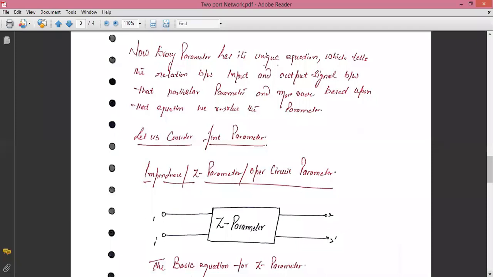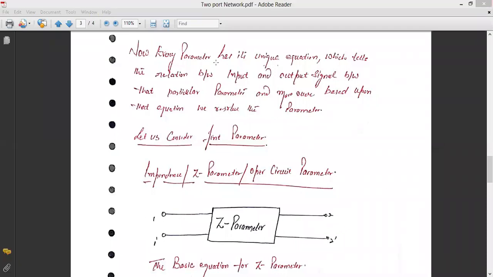Clear? My humble submission is that you please understand the basic relation of how we can calculate the Z parameter. After that I will share this study material as well as the video with you. You can watch this video again and again, and also go through the study material, so you can get an idea of how the Z parameter can be calculated. And I have already told you that the Z parameter comprises 4 parameters, that is Z11, Z12, Z21 and Z22. And you see how we can calculate these parameters.